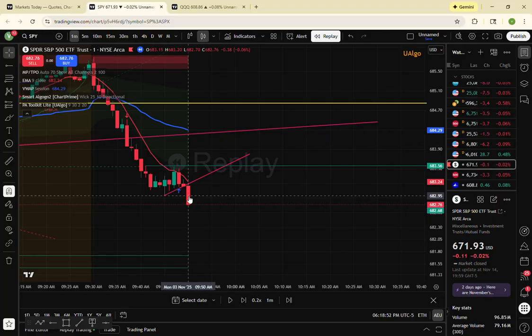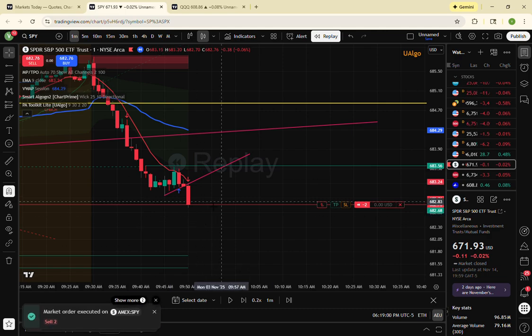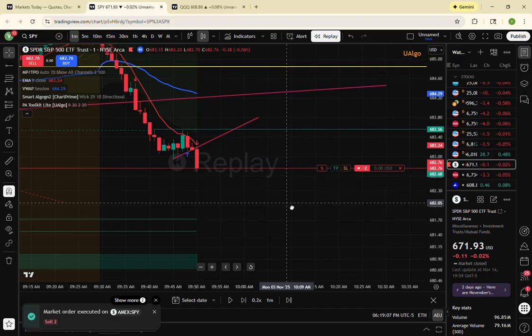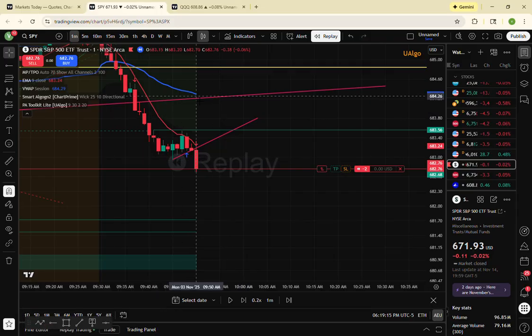Exactly. So this is where, after this, let's sell again. I'm selling because I know that the price broke the line. And again, the price may actually reverse. But because I see the VWAP here and I see VWAP and EMA here, I see that they both are above the price, right?